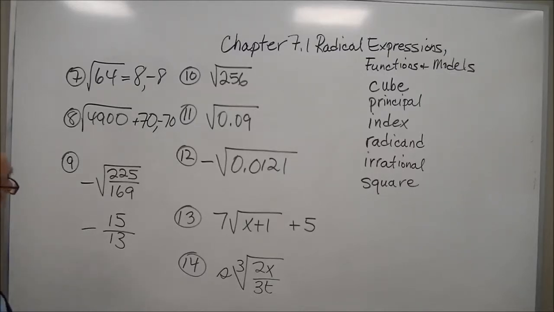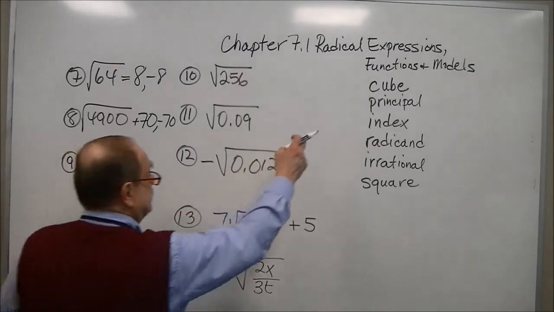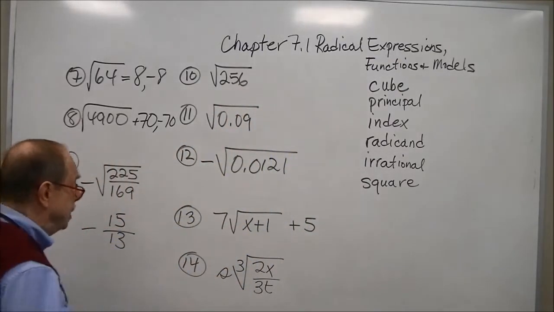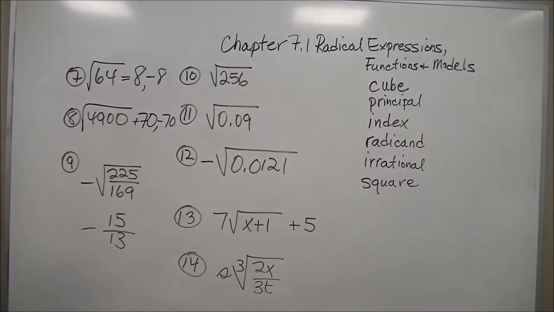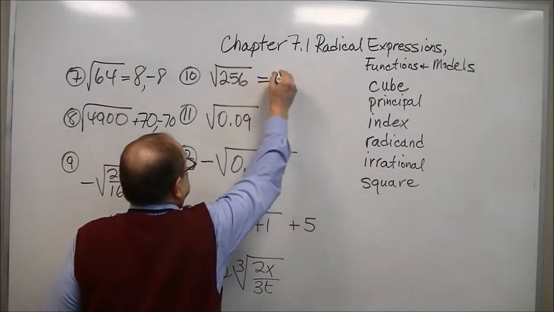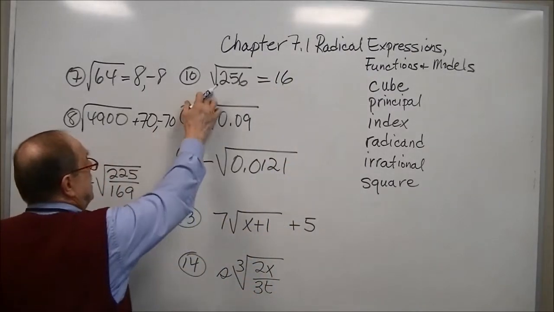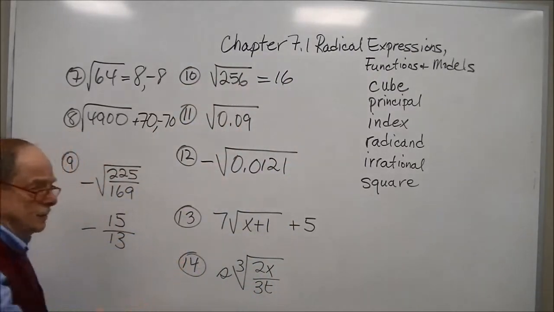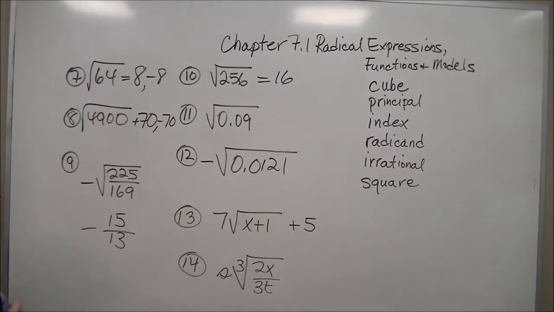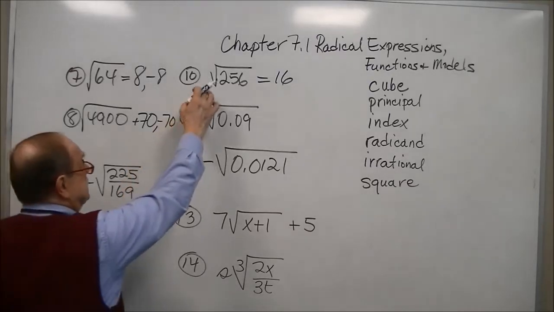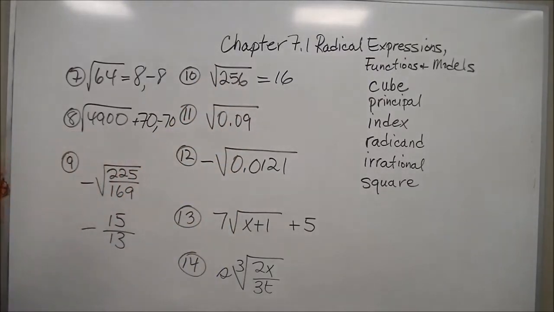For number 10, they're asking us here to take the principal square root. So we're only looking for the positive square root. So the square root of 256 is 16. Now keep in mind the radical sign is sort of an operational sign, as a plus is an indication of addition, a negative is an indication of subtraction, and so on. The radical sign is square root, or in most cases, again, we'll get to that in some detail.